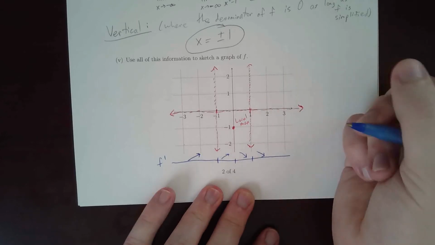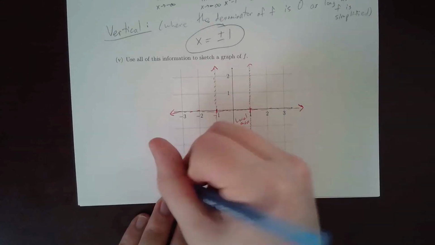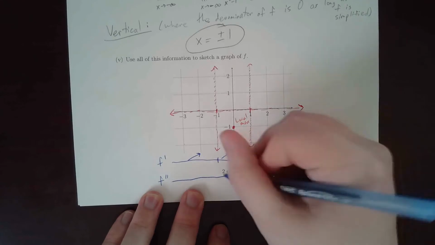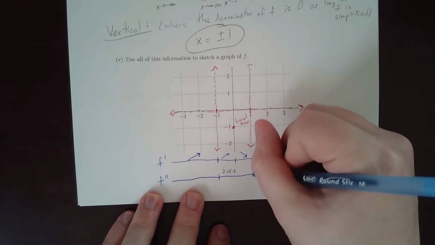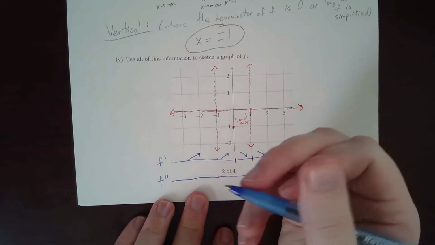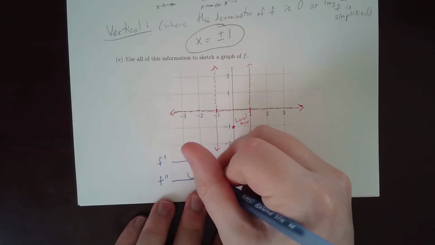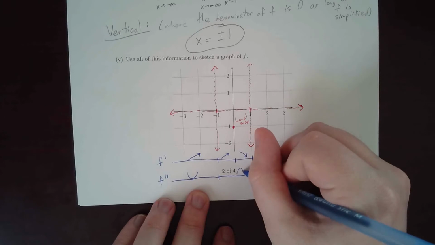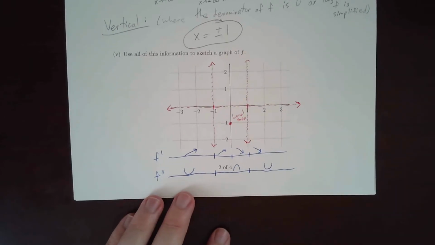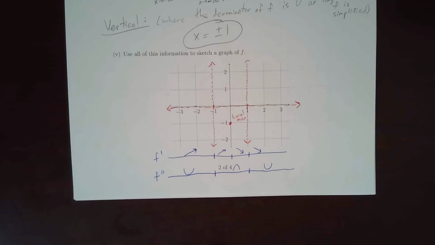We also know for the second derivative that we don't have any inflection points, and all we need to worry about are these discontinuities. And we are concave up until we get to negative 1, then we are concave down, then we're back to concave up again. And we can use all of this and our limits as we're approaching negative infinity and infinity to sketch what our graph is.